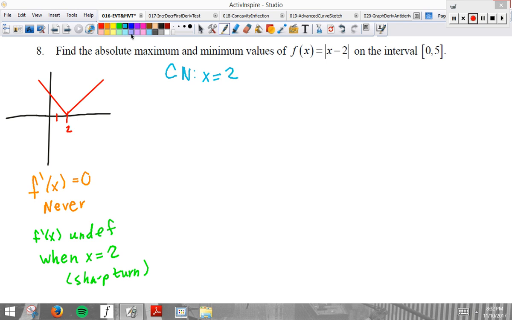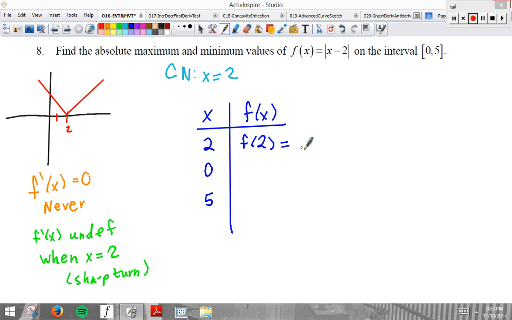So we found all the critical numbers. Now our only task is to plug them in to the function along with our 2 endpoints. Always remember to throw in the 2 endpoints. F of 2 would be 0. F of 0 would actually be 2. This is what leads to some confusion. And f of 5 would be 3.